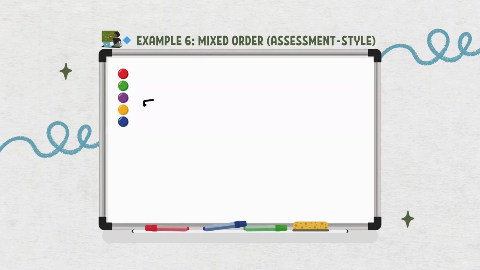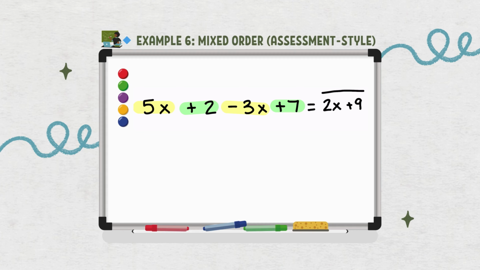Last example, example 6. This is called a mixed order example, assessment style. This is what you're going to see more often. 5x plus 2 minus 3x plus 7. I'm going to highlight my like terms. 5x minus 3x equals 2x. And then I'm going to highlight plus 2 and also plus 7. Positive 2 and a positive 7 makes a positive 9. So I'm going to write positive 9. Our final answer is 2x plus 9.